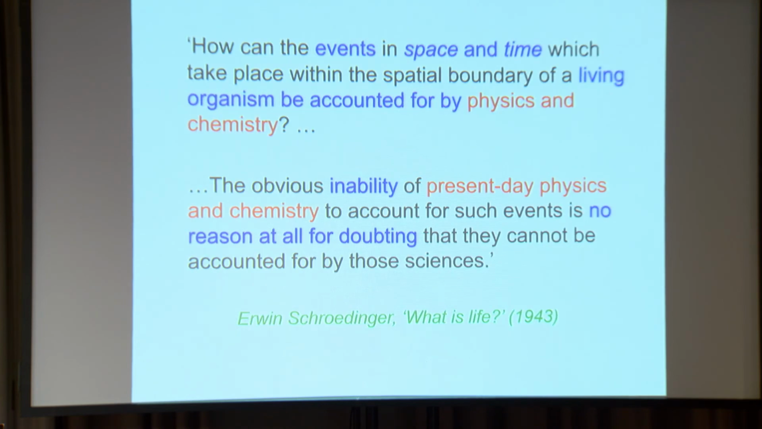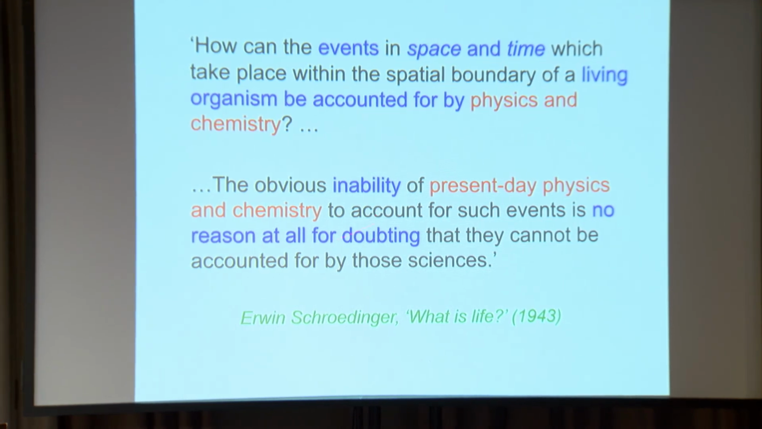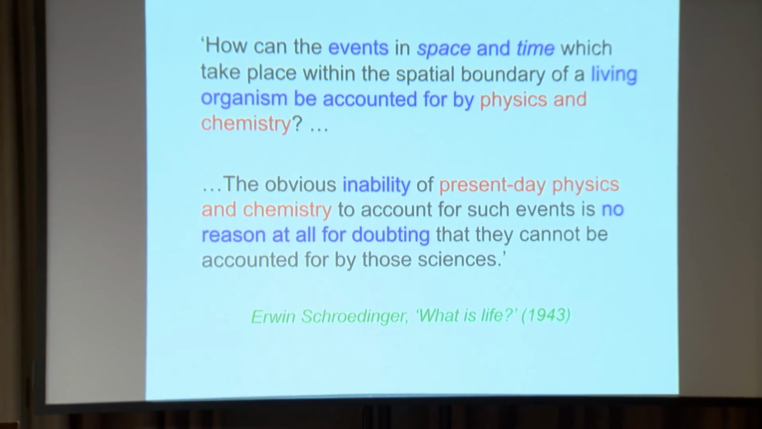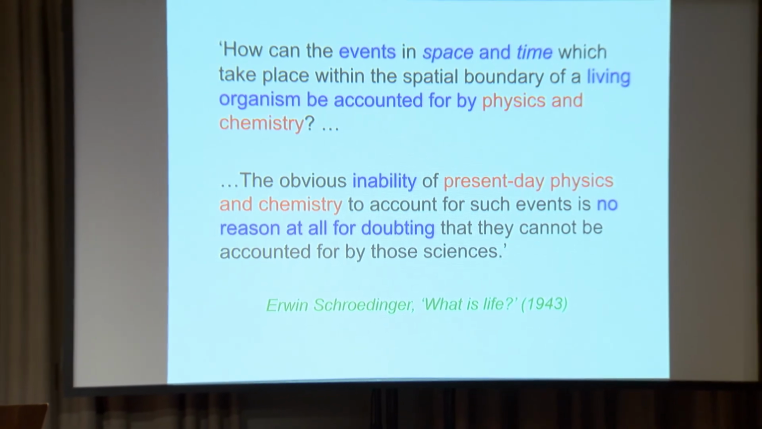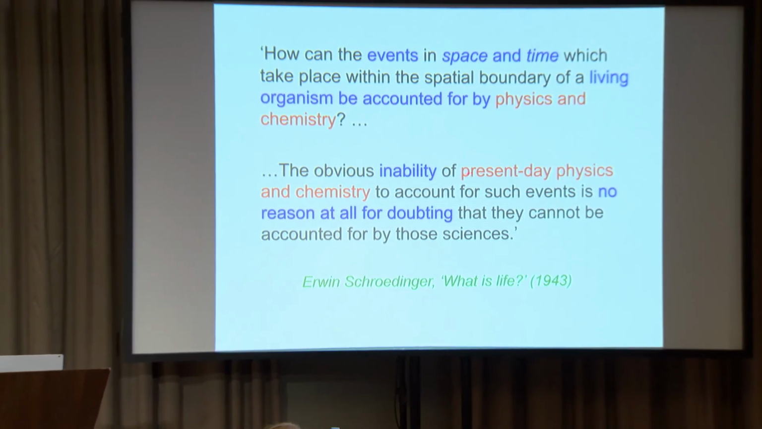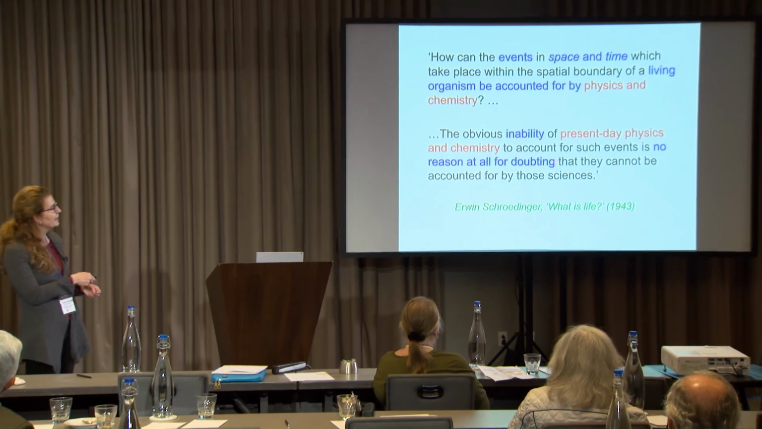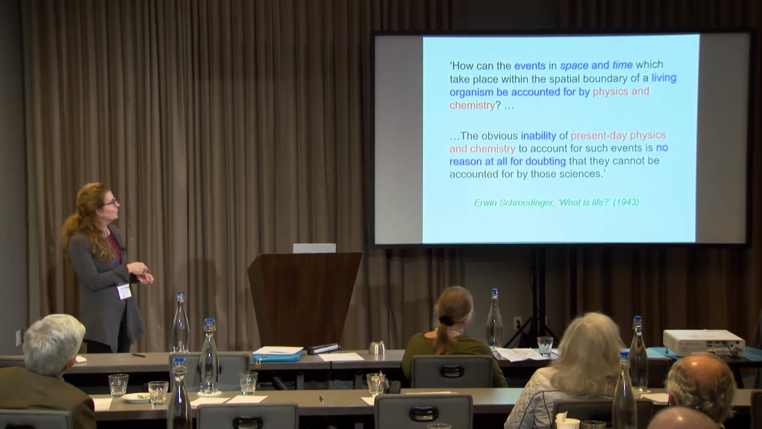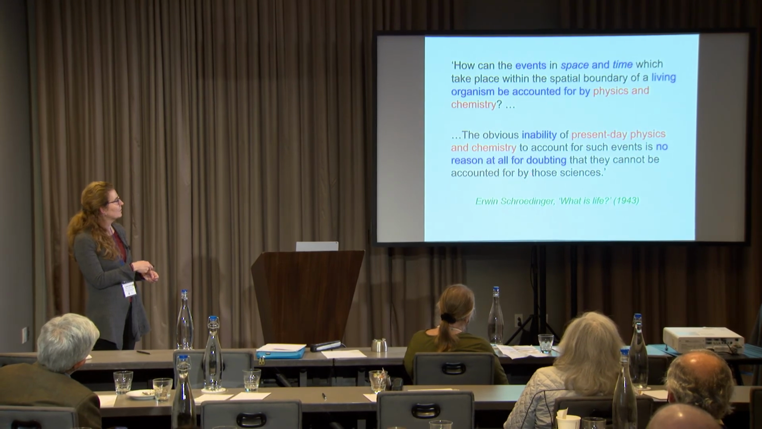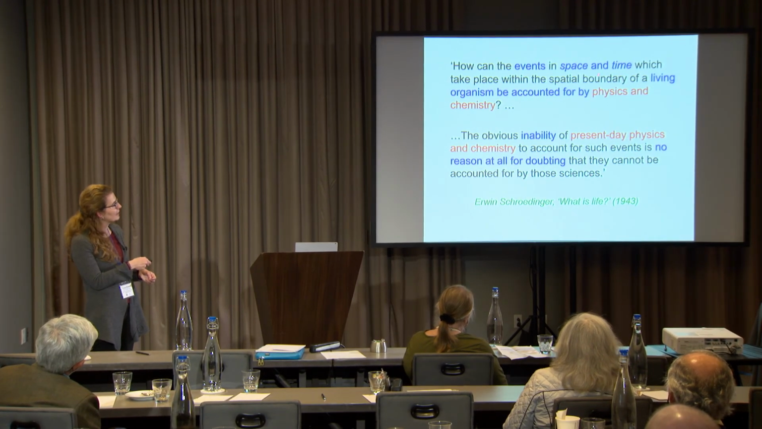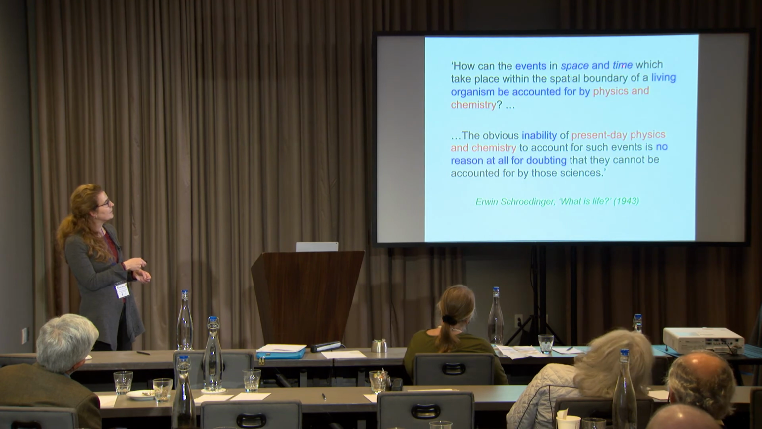And I just wanted to conclude with a quote from Schrödinger. We have seen the first part before, but there's also another bit in the book that I always like to cite, that says: the obvious inability of present-day physics and chemistry to account for such events is no reason at all for doubting that they can be accounted for by those sciences. And we were talking about events in space and time.